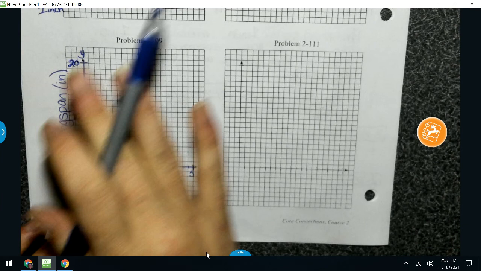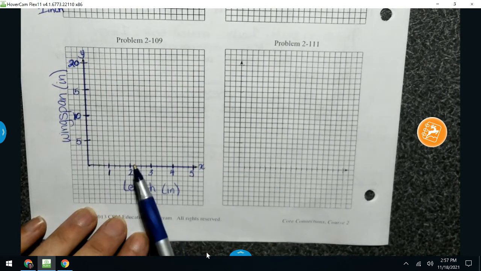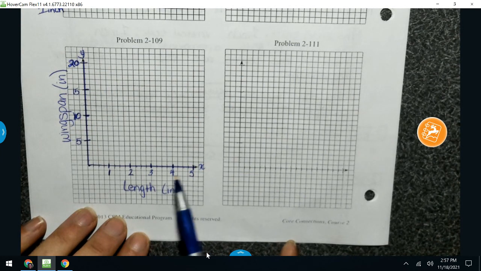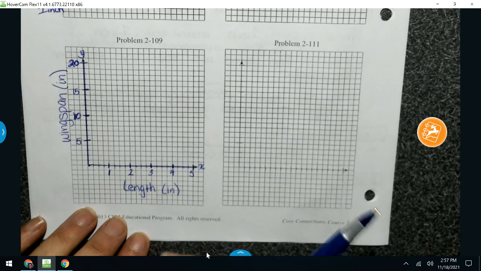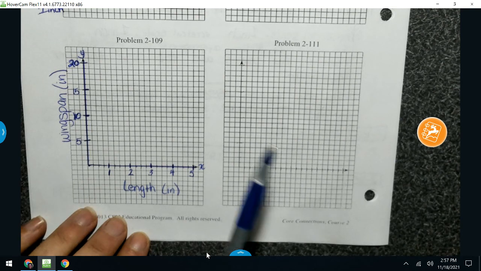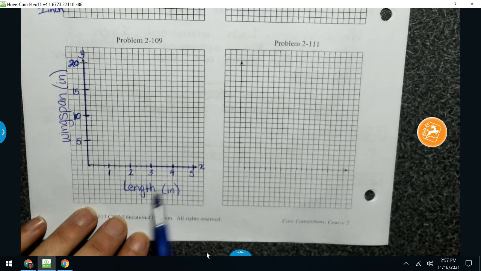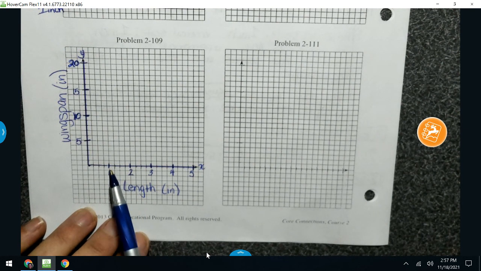So this was a big idea for this problem, figuring out what this scale would be, especially on this x-axis, to make it more spread out so that we could see whether or not there was a pattern between the bat's body length and the wingspan. But I discovered today as I was teaching this that a lot of students were struggling with actually putting down their ordered pairs as well.